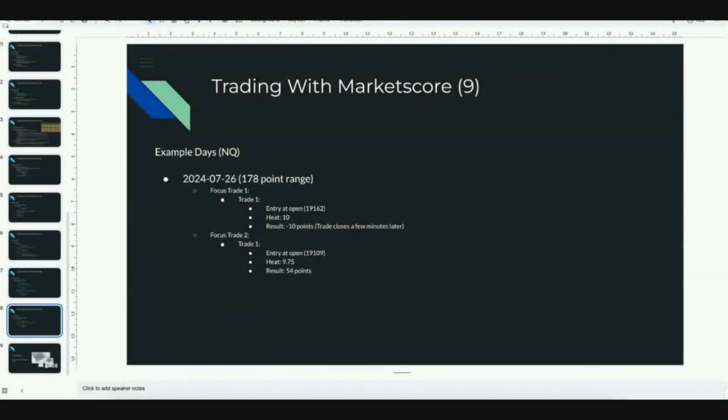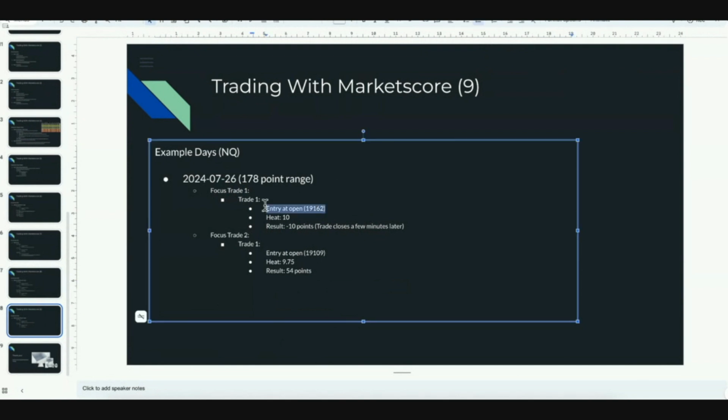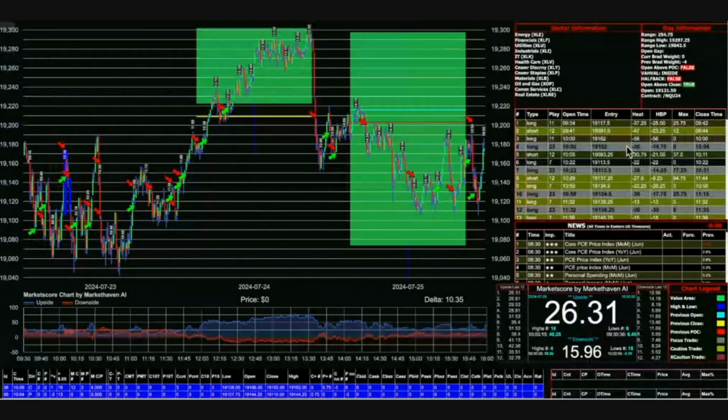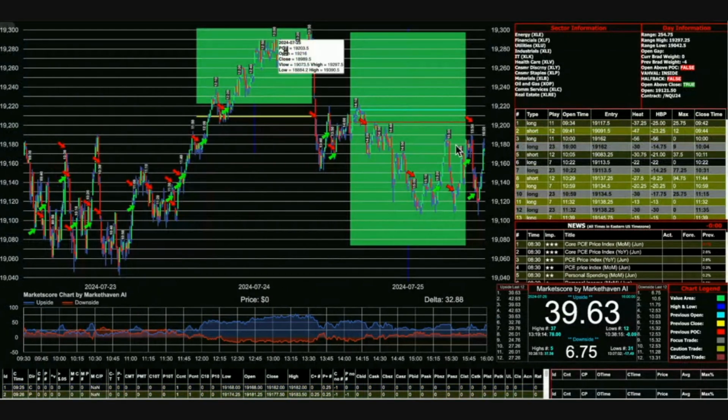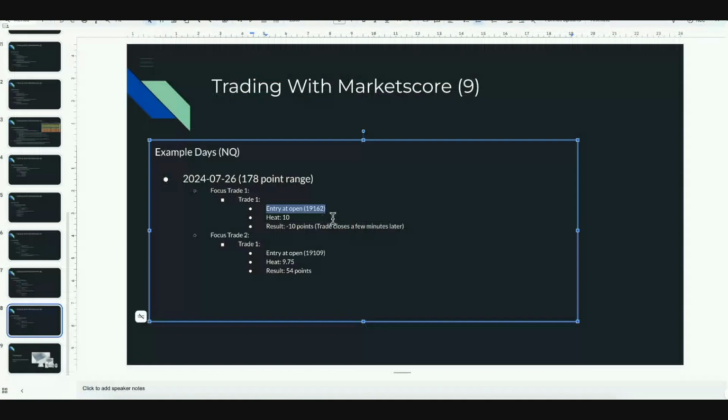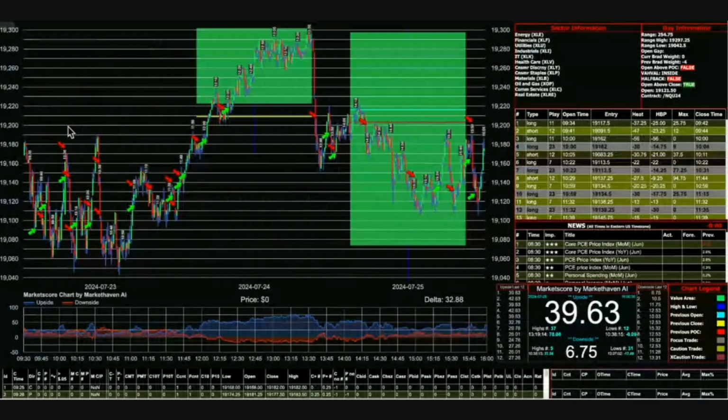So this one, the 26th, we have a 178-point range. Trade 1 opens at 19,162. This one goes against it immediately. Again, you're getting in and it basically comes right back. I think I have you getting in exactly at the level, yes. And you take 10 points of heat, you get a 10-point failed trade. So you're now at a 10-point loss. Next trade is still a long.